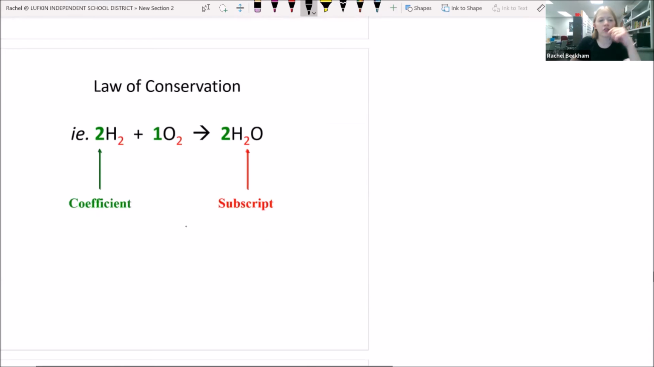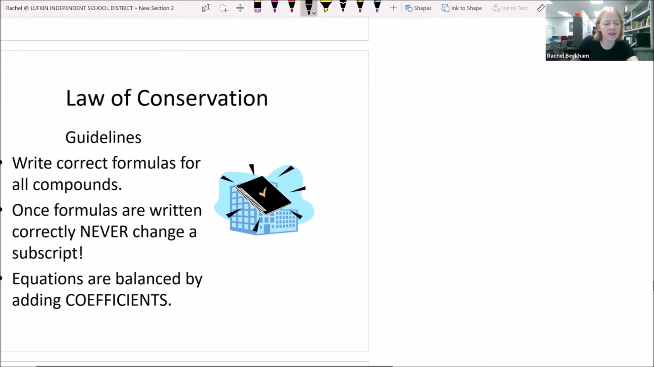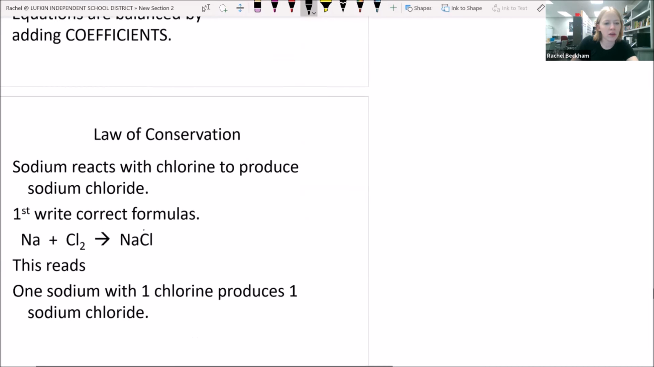That's the law of conservation. You need to know that the big numbers are coefficients, and that's what you're allowed to adjust. The little numbers are subscripts. You cannot adjust the subscripts. You can only adjust the big numbers. Okay, so here are some guidelines that you can follow.